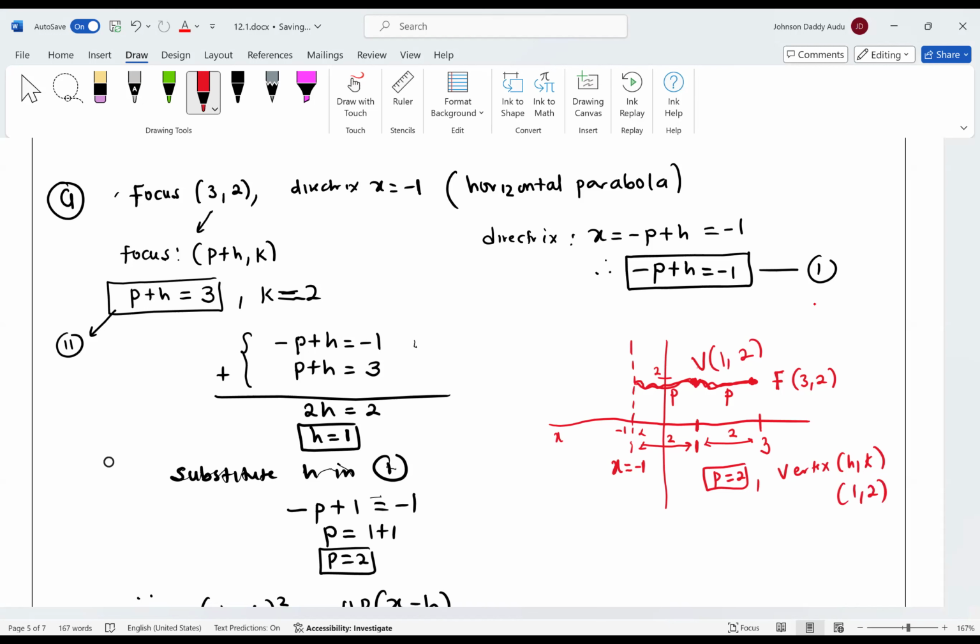We just need to go to the formula, and we already know it's a horizontal parabola. So we just plug into the formula, which is (y minus k) squared is equal to 4p(x minus h). And this will be (y minus 2) squared is equal to 8(x minus 1). So this is just by the geometry, by looking at the information from the graph without using the formula.